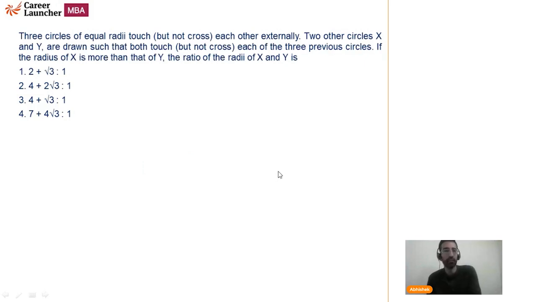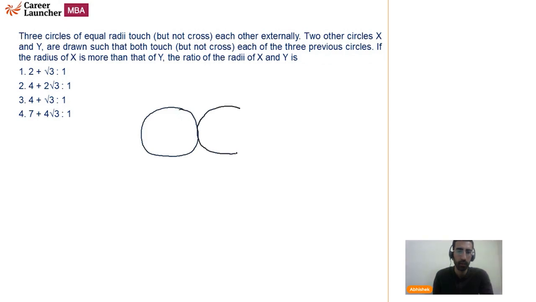The next question says there are 3 circles of equal radii that touch each other. All 3 circles touch each other, but they don't cross each other externally. Fair enough. There are 2 other circles such that they touch both. Now that's only going to be possible, I'll have to make a nice clean diagram. Equal radii, 1 circle, equal another, and equal a 3rd, right?